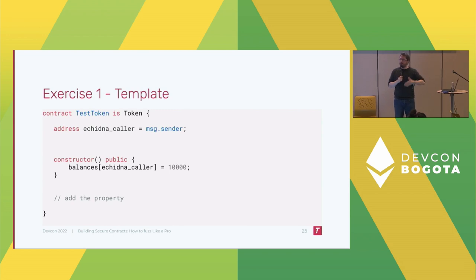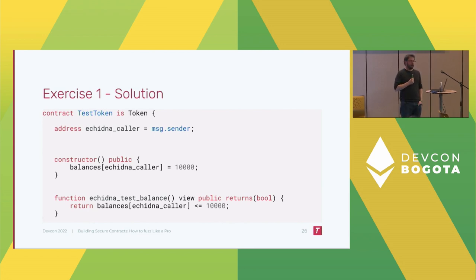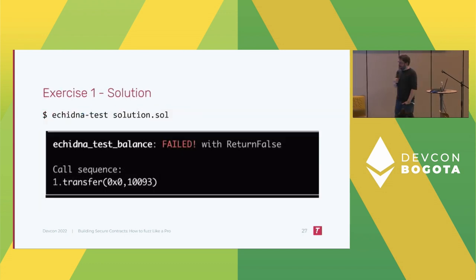This is an initialization. So you are creating a token, and there is 10,000 in one address. Now the invariant is simply that the user Echidna caller should not have more than 10,000 tokens. Again, you deploy 10,000 tokens to one user. This user should never have 20,000 tokens, right? If you run this with Echidna, it is going to tell you that this property on total supply was broken, it failed, and it's going to tell you how. The answer is that it just calls the function transfer with destination address 0 and 10,093 tokens.